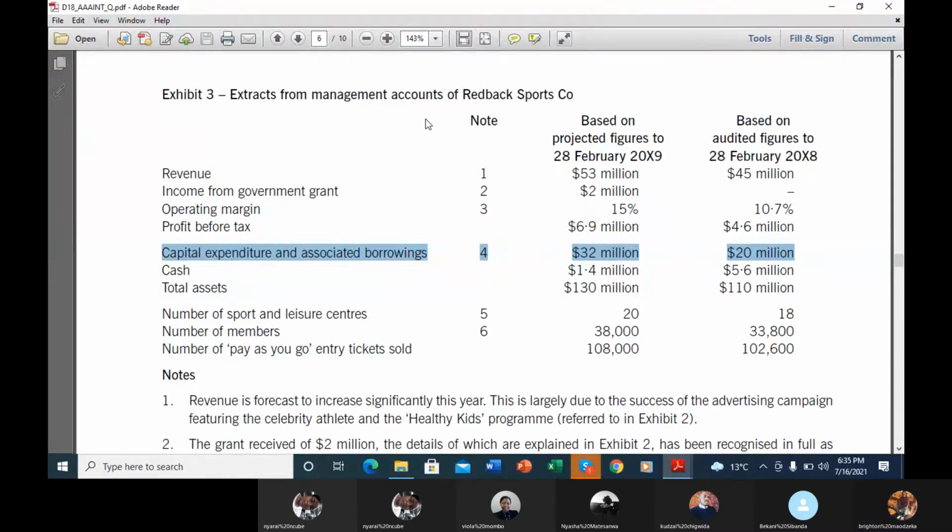So there's a risk that the whole amount was capitalized, and this is evidenced by a significant increase in capital expenditures and associated borrowings by 12 million. You are supporting your point, appraising. Look, I've identified my main issue from Exhibit 2. Now I'm building a meaningful paragraph using other information given in Exhibit 3. That's why I keep saying, please read the whole story and understand it. Are we together, guys?